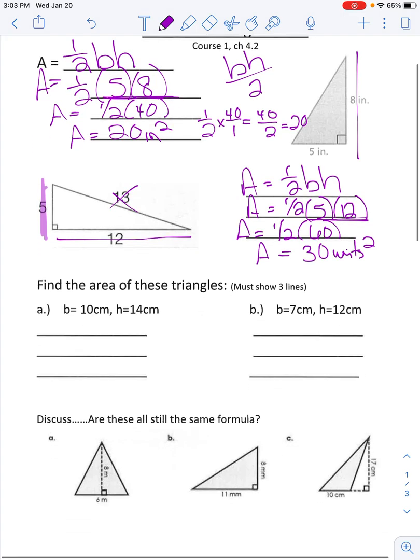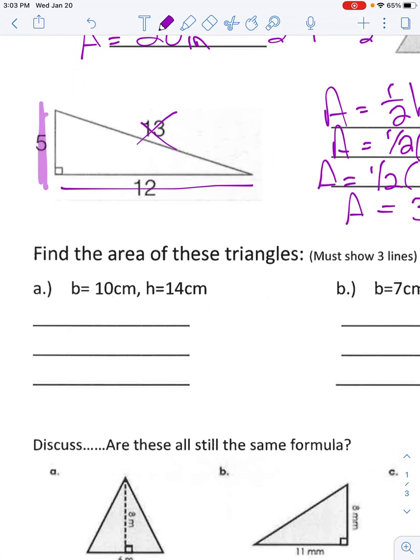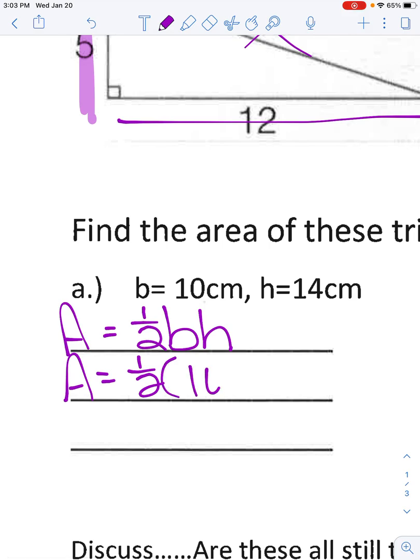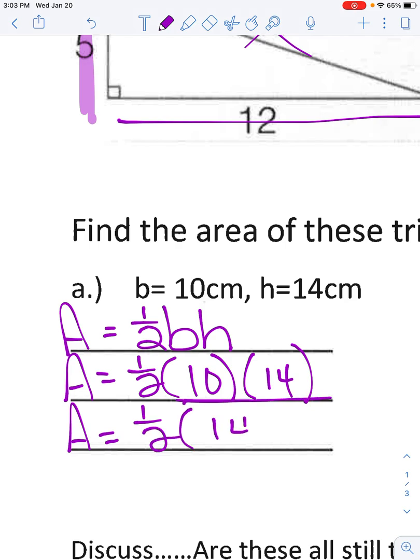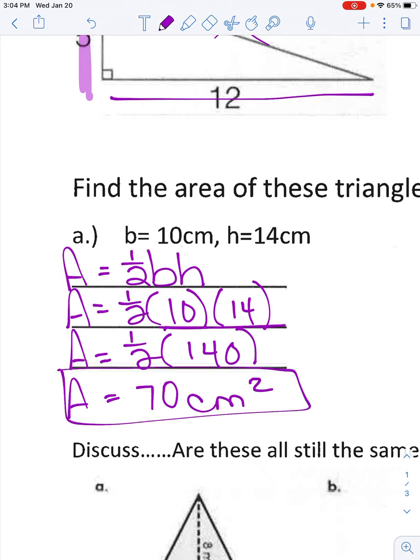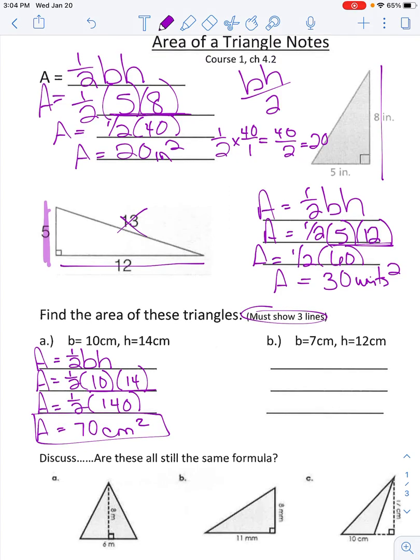Okay, A and B do not have any shapes. It's just telling you. It says must show all 3 lines. We're going to start with the formula, a triangle, 1/2 base times height. It tells us the base is 10, the height is 14. 10 times 14 is 140. What is half of 140? Meaning 140 divided by 2. Half of 140 or 140 divided by 2 is 70. It is centimeters squared.